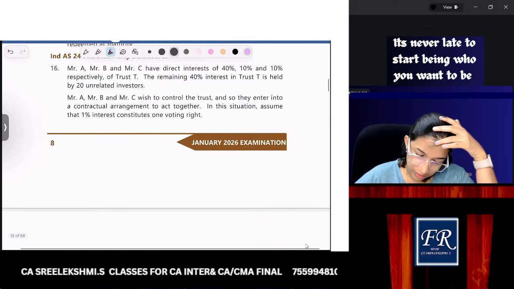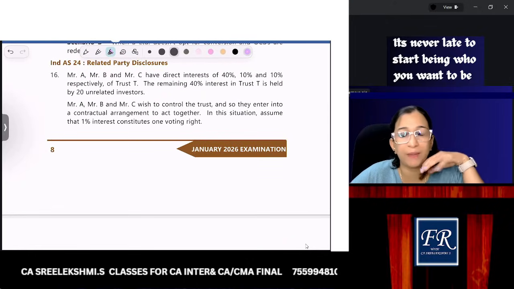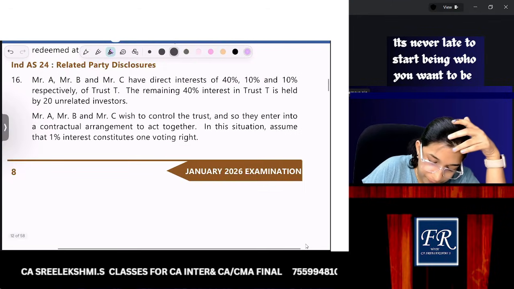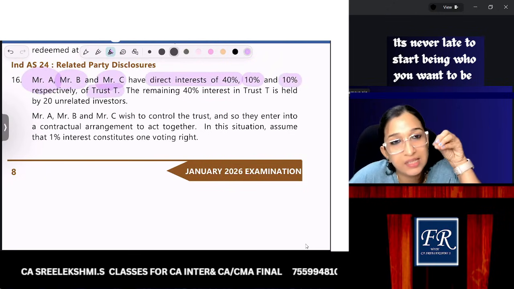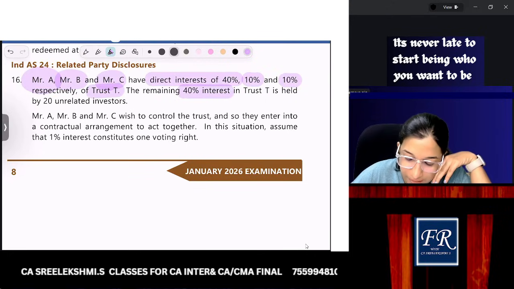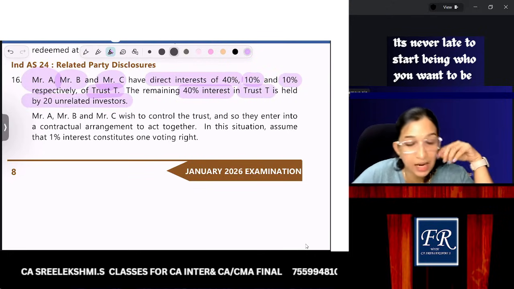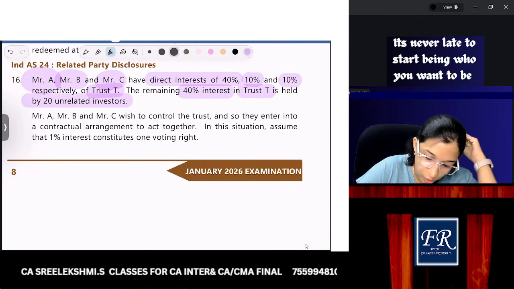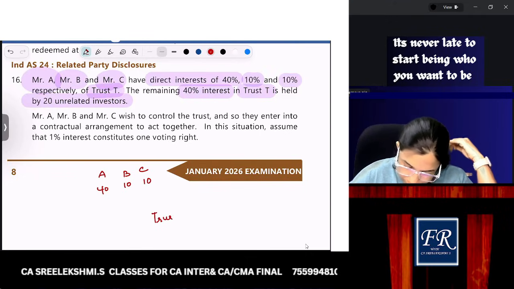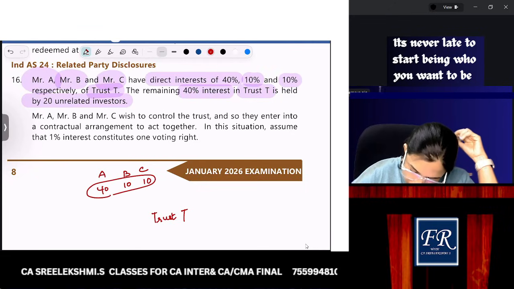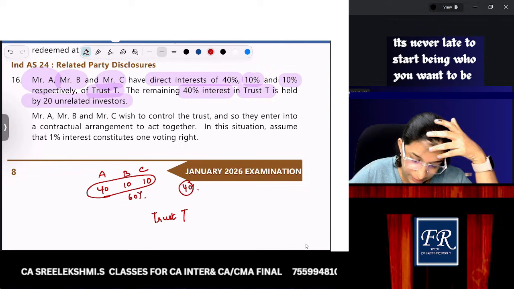Now, question number 16 is again an easy, manageable question. Mr. A, B, and C have direct interest of 40%, 10%, and 10% respectively of Trust T. The remaining 40% interest in Trust T is held by 20 unrelated investors. So together A, B, and C have 60%, and the balance 40% is held by 20 other unrelated investors.